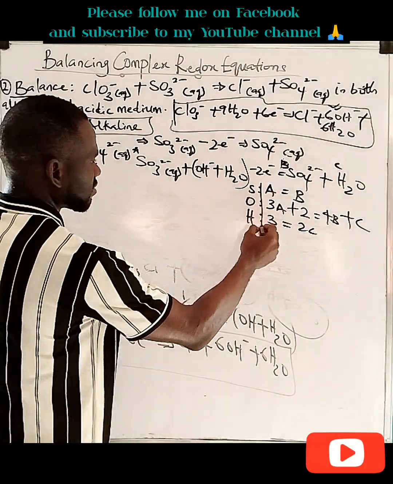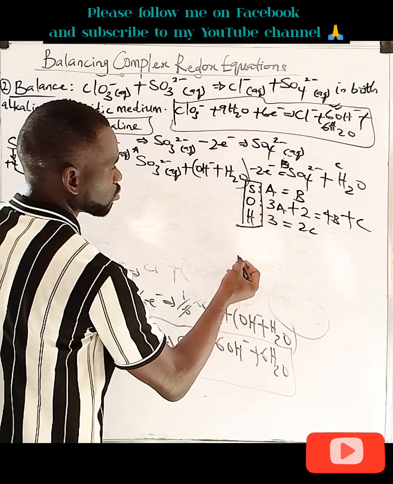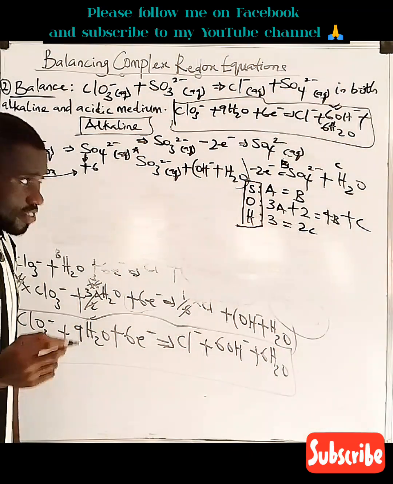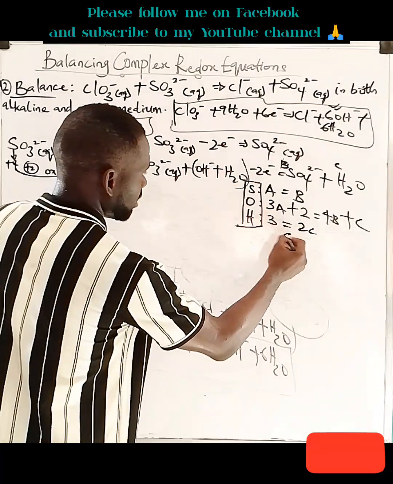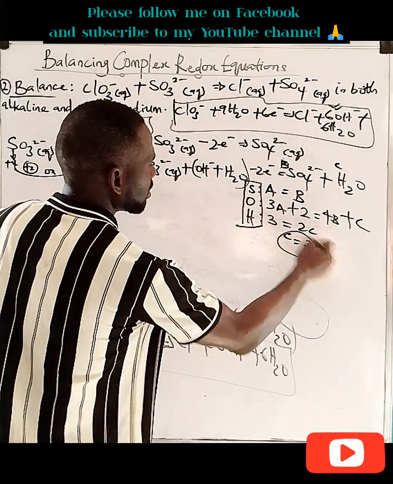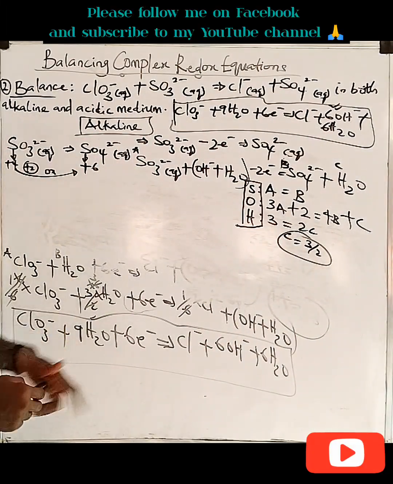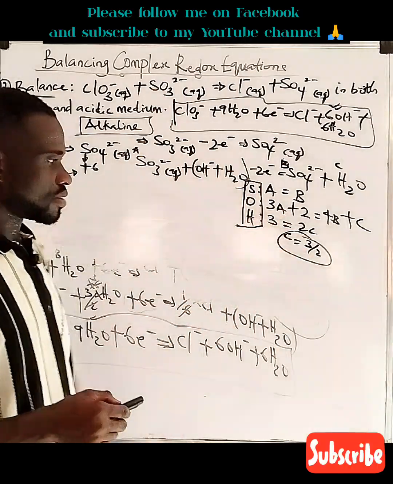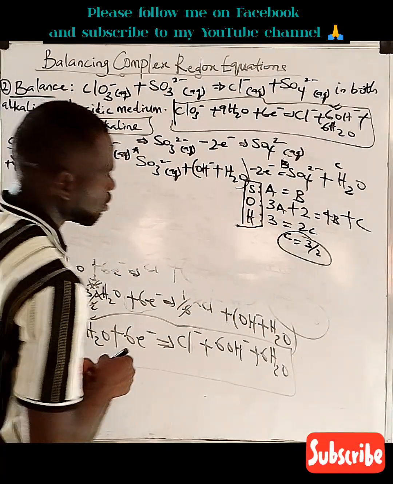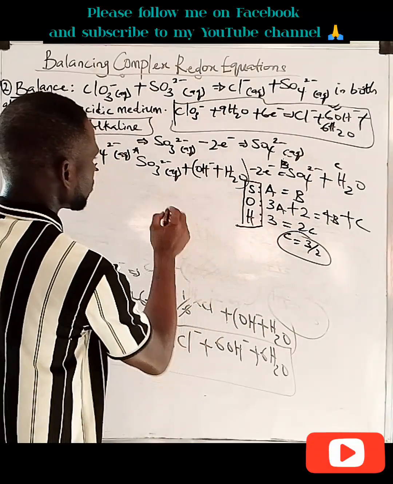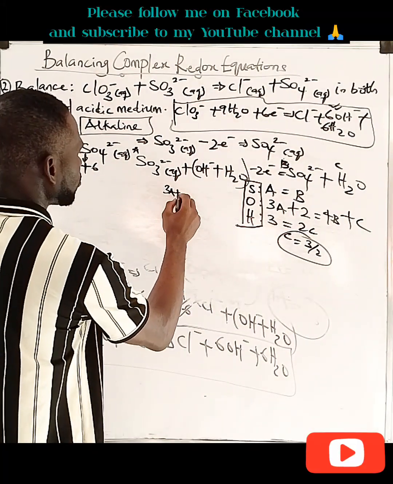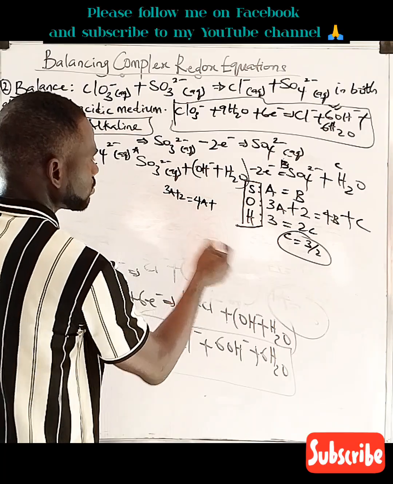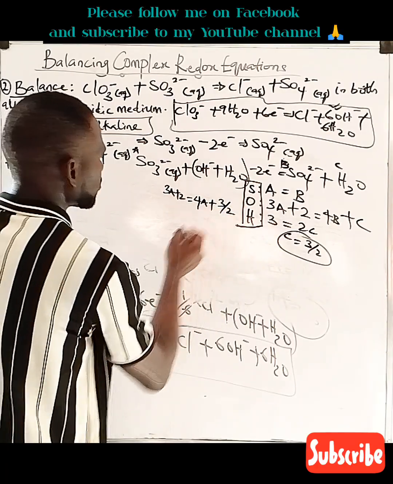We're going to attend now simultaneously to what we have here. So 3 equals 2C. If 3 is equal to 2C, it means C would be 3 over 2. That's the value of C. Don't forget that A is equal to B, so we can easily get the value of A here. Hence, we've gotten the value of C, which is 3 over 2. So 3A plus 2 equals 4B, which can also be 4A plus the C, which is 3 over 2.